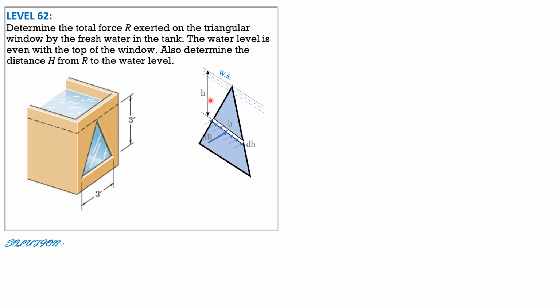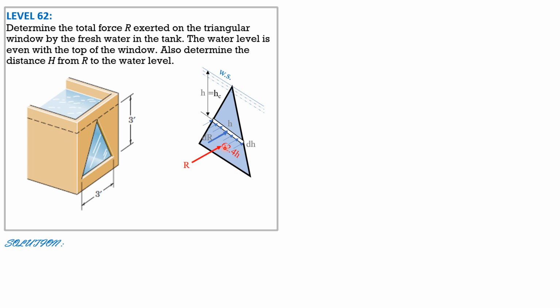Then h is equal to h sub c, the distance of the centroid of the differential strip to the water surface. So that's also h sub c. Then this pressure is the specific weight of water, 62.4, times the vertical depth h, and R is acting below.